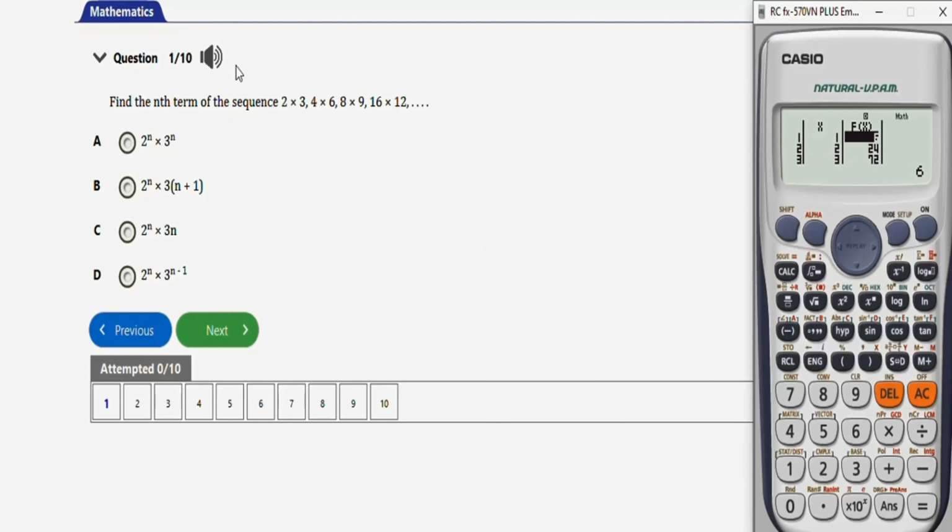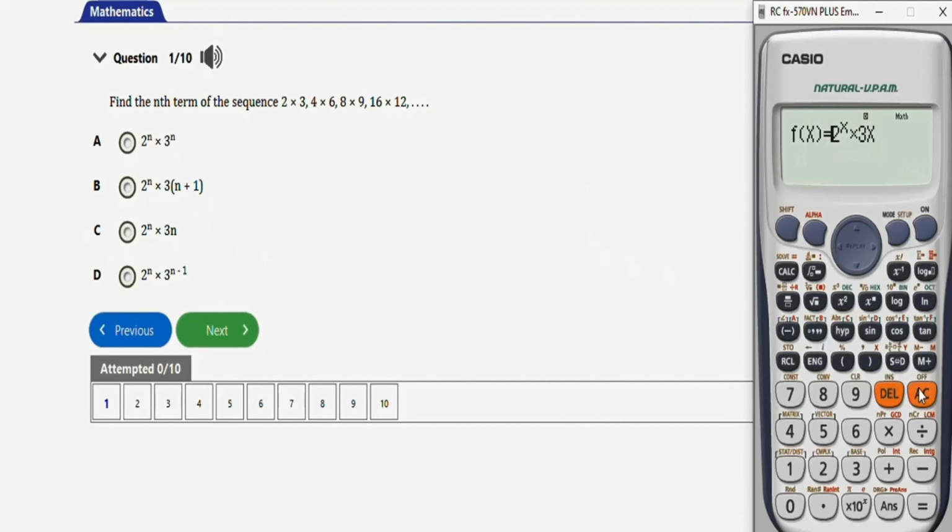If you check, 2 times 3 is 6, correct. 4 times 6 is 24, correct. 8 times 9 is 72, correct. And 16 times 12 is 192, correct. So the right option is option C. It's as simple as this. This is how you can solve this kind of problem using this calculator.